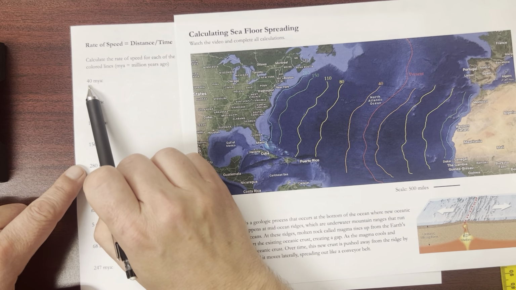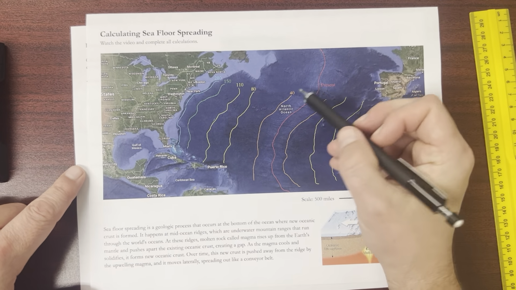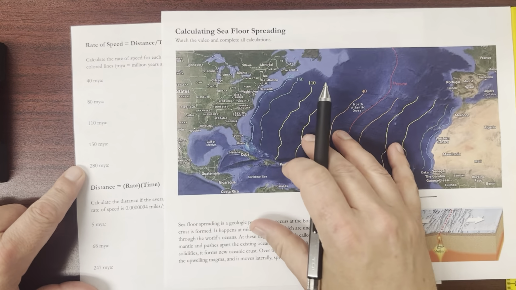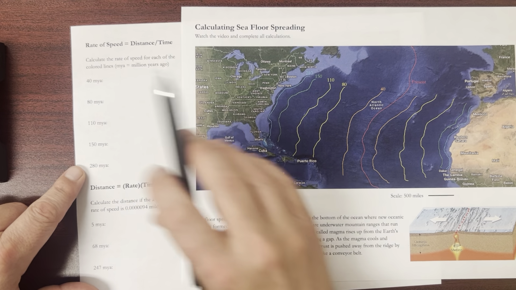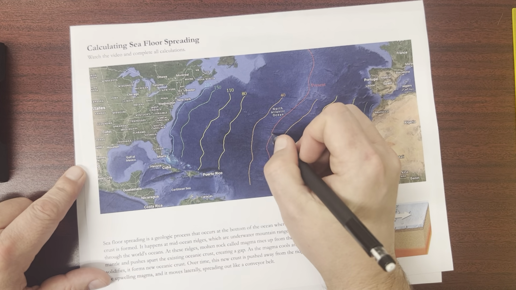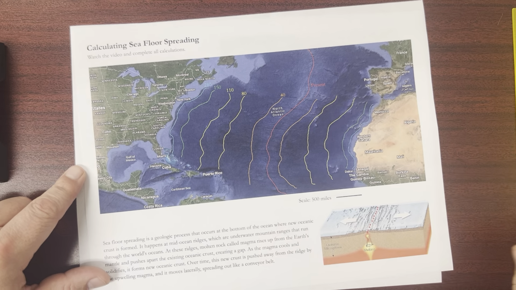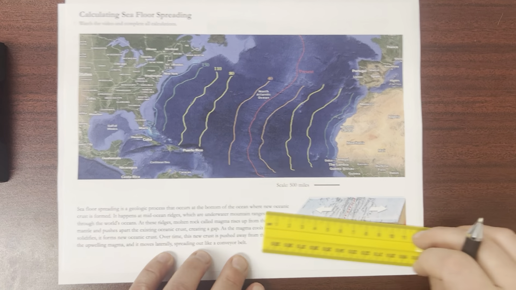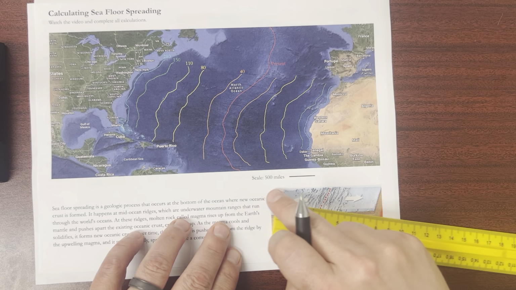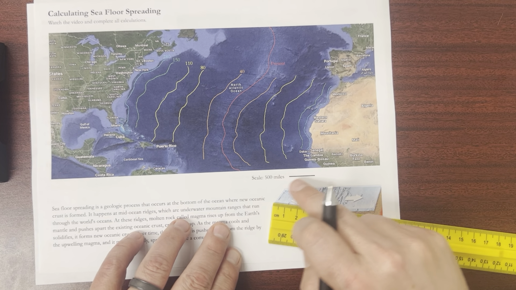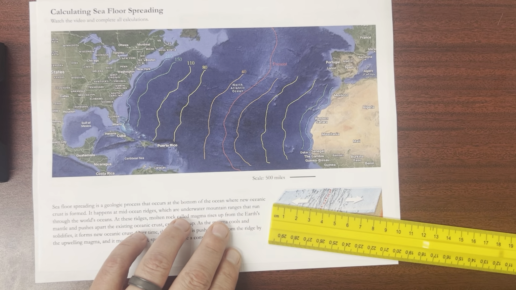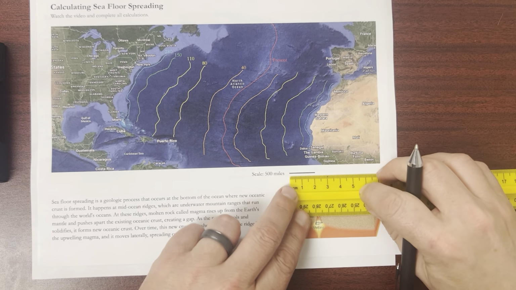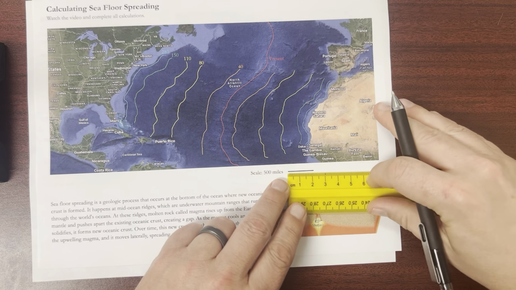All right, so the first one is 40 million years ago. That is this orange line, this 40. To figure out that distance, we need to know how far away that orange line is from the red line. So you'll need either a ruler or something to help you measure this scale down here. This scale has a black line that's 500 miles. I'm going to use a ruler, but it doesn't have to be a ruler, just something that you can use to estimate that length.